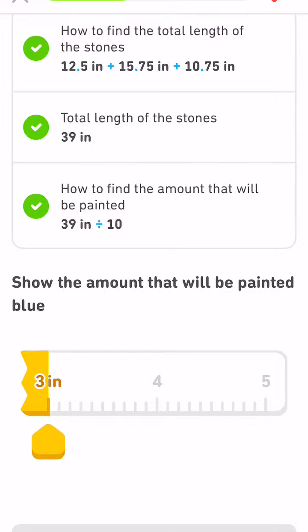Show the amount that would be painted blue. So actually, what I like to do, because I don't really. All right. Let's see. 3. So 33.9 inches, I think.